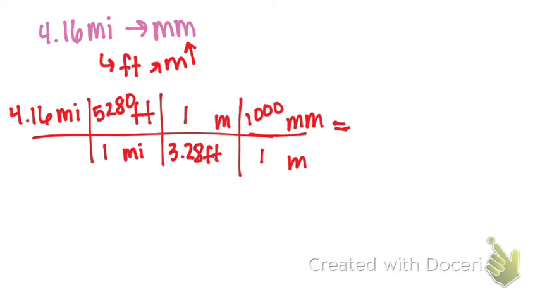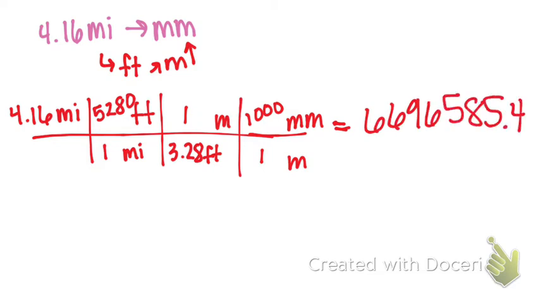We already said we think we're going to have a really large number here. I would agree. I rounded mine at the end a little bit. 6,696,585.4. What would my unit be? Millimeters. Good. I took a different path, and I got something basically the same as yours. Okay, good. That's perfectly fine.